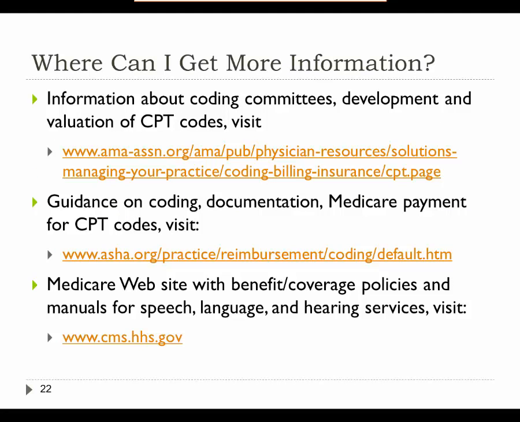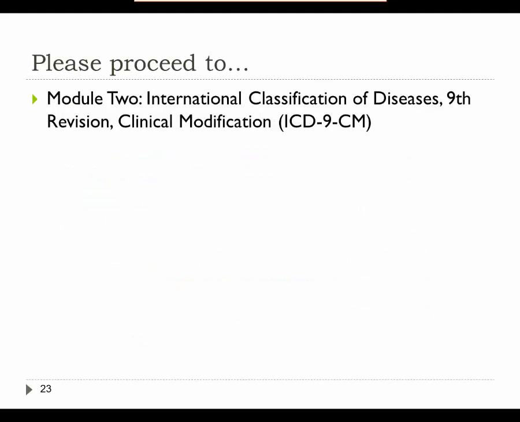Here are 3 sites for additional information related to coding and documentation. They are the American Medical Center CPT site, the ASHA coding site, and the General CMS site. At this time, please proceed to Module 2, which covers the International Classification of Diseases, 9th Revision, Clinical Modification, or ICD-9 CM.